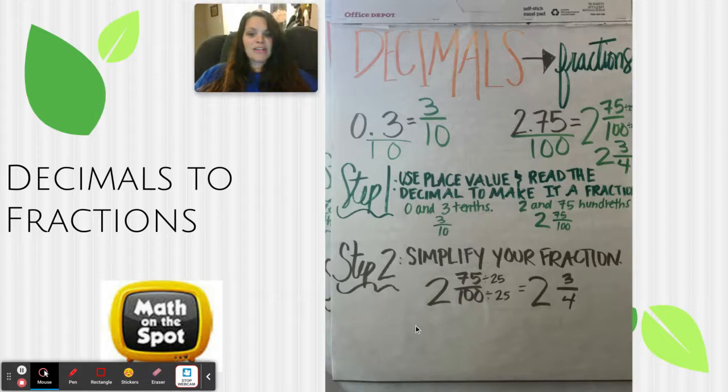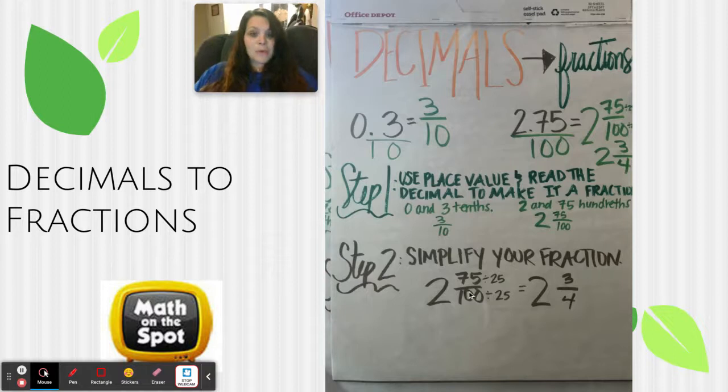So since I got 2 and 75 over 100, I can reduce that by its greatest common factor. I could reduce 75 over 100 or simplify it by using the factor of 5 because 5 goes into 75 and 5 goes into 100. But I would have to keep simplifying over and over until I had the lowest form.